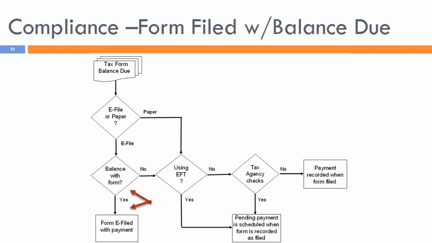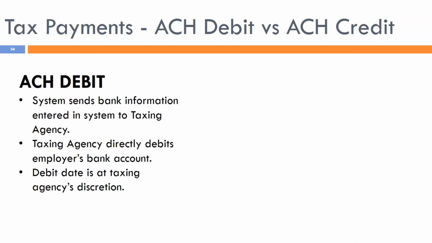Balance due with the form. A balance due with the form can be either processed ACH debit, which means it gets paid with the form, or ACH credit, which means that a scheduled payment goes into the pending payment screen for payroll relief to debit that amount and credit the tax agency 4 days later. So just briefly, I'm sure most of you know the difference between a debit and a credit, but in this case it's ACH debit, ACH credit.